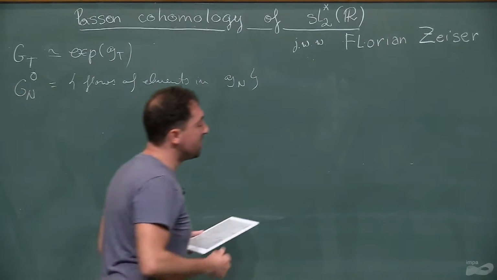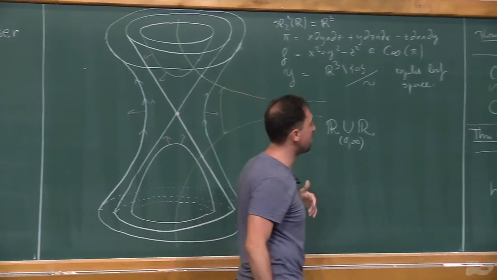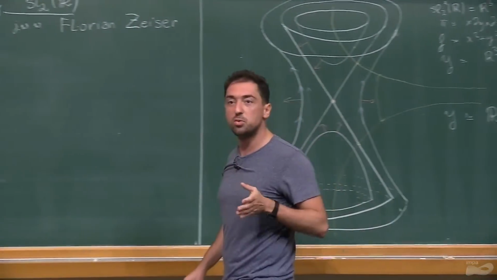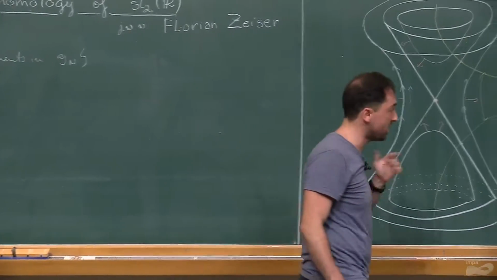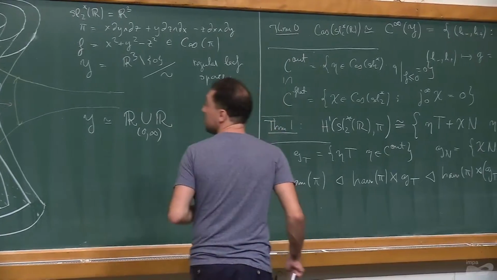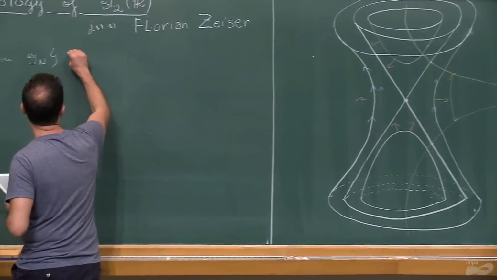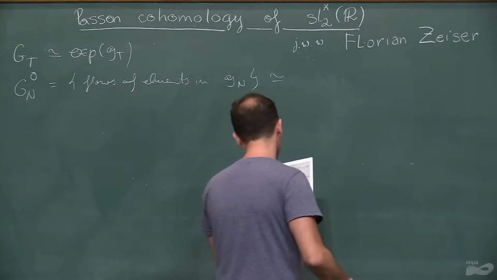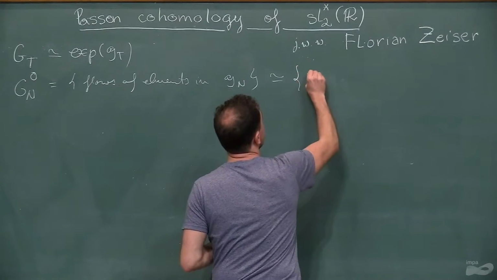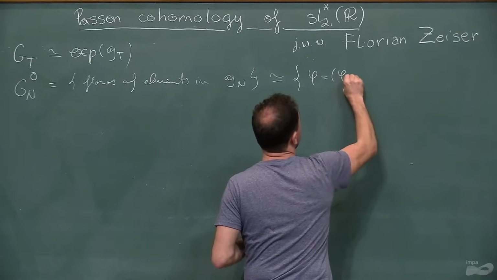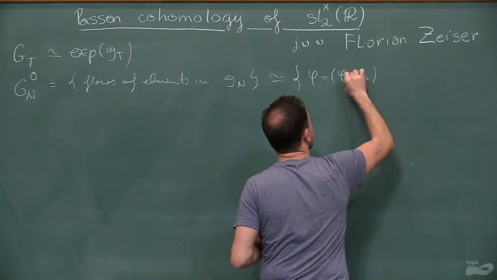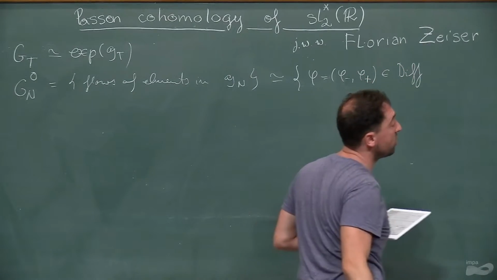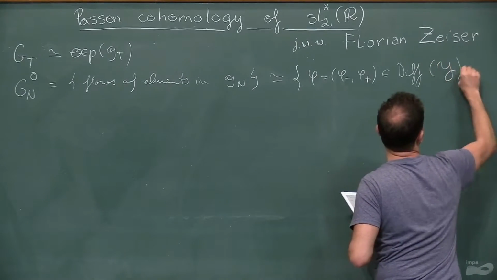But on the other hand, this is the part of the Poisson cohomology which really acts on the leaves. If you take their flows, they really do something transversal to the leaves, because n is transverse to the leaves. And you can actually view it as a subgroup of the diffeomorphism group of the regular leaf space. So this will be isomorphic to the group, let me write it like this, phi equals phi 1, phi 2, or maybe phi minus, phi plus.